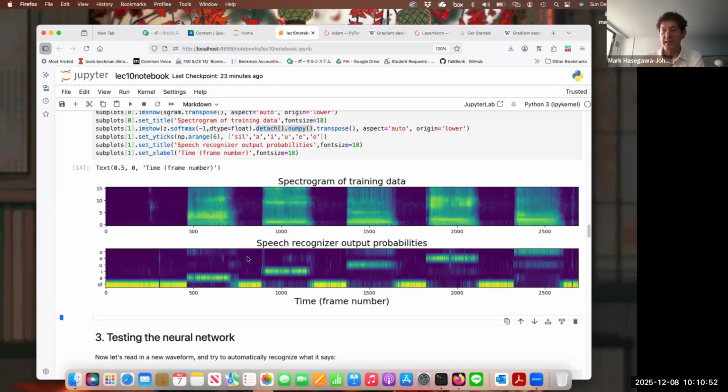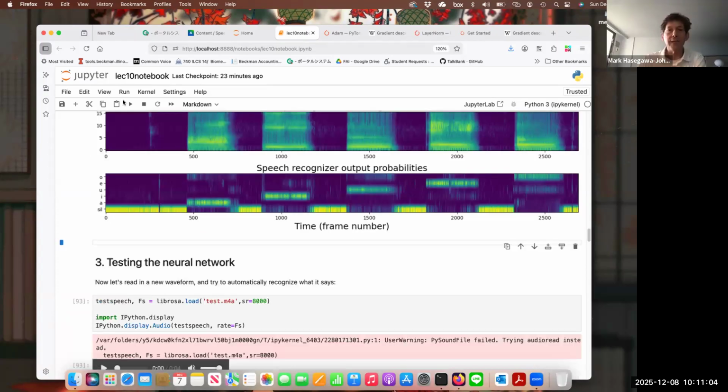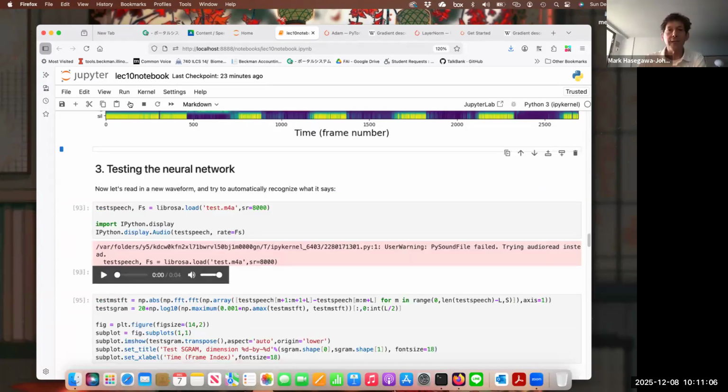What we really want, though, is not to recognize our training utterance. What we really want is to recognize a test utterance. We want some testing utterance which is different from the initial training data, and we want to be able to input some test utterance and recognize its content.